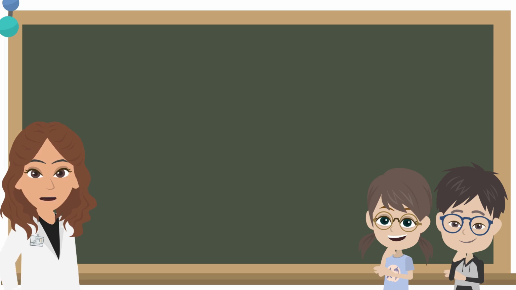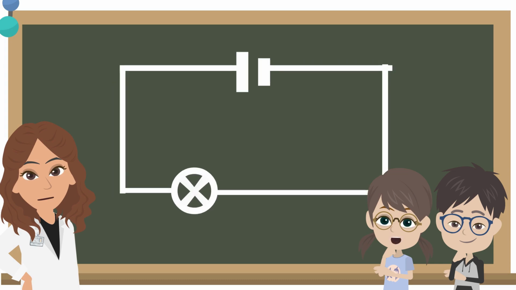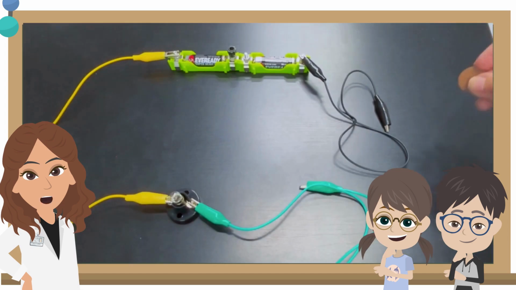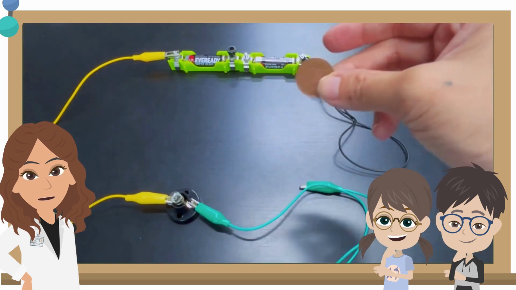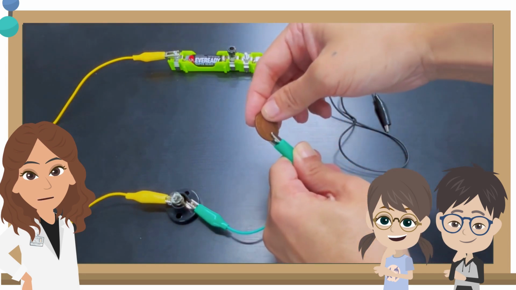We will be using a circuit to test the materials. What components should we use to build it? We can use the battery, light bulb, and wires to build the circuit. That's right. Let's use the copper coin as our first test material. Include the copper coin as part of the circuit by clipping a wire to two of its ends. Observe what happens to the light bulb.